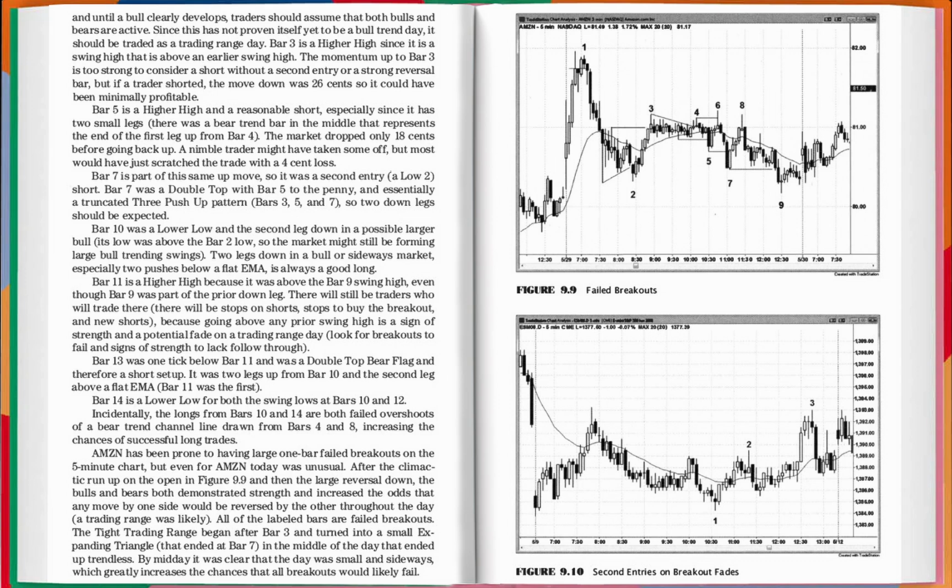All of the labeled bars are failed breakouts. The tight trading range began after bar 3 and turned into a small expanding triangle that ended at bar 7 in the middle of the day that ended up trendless.